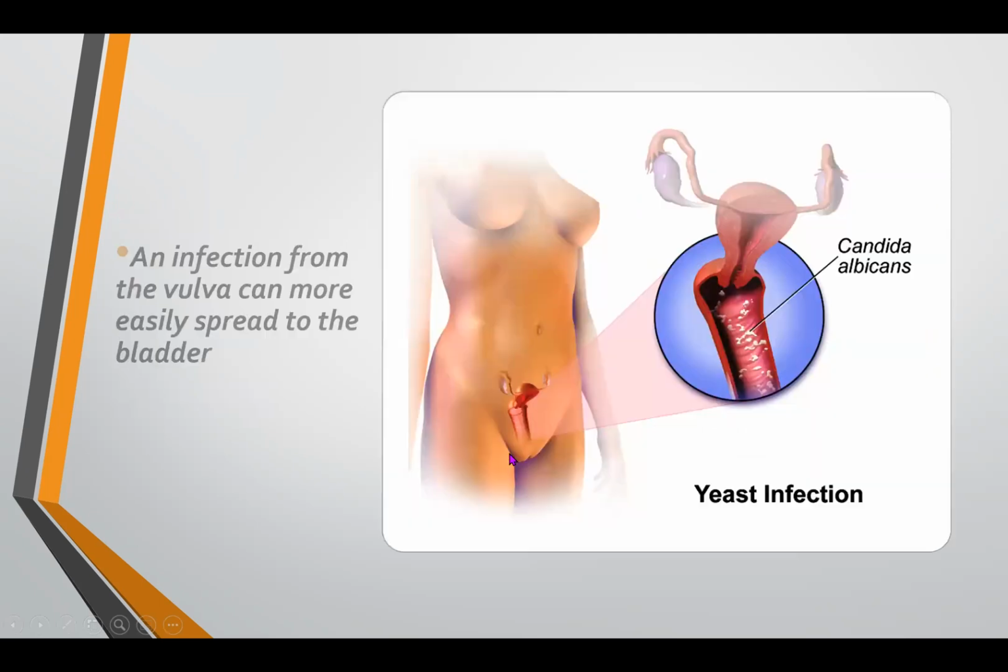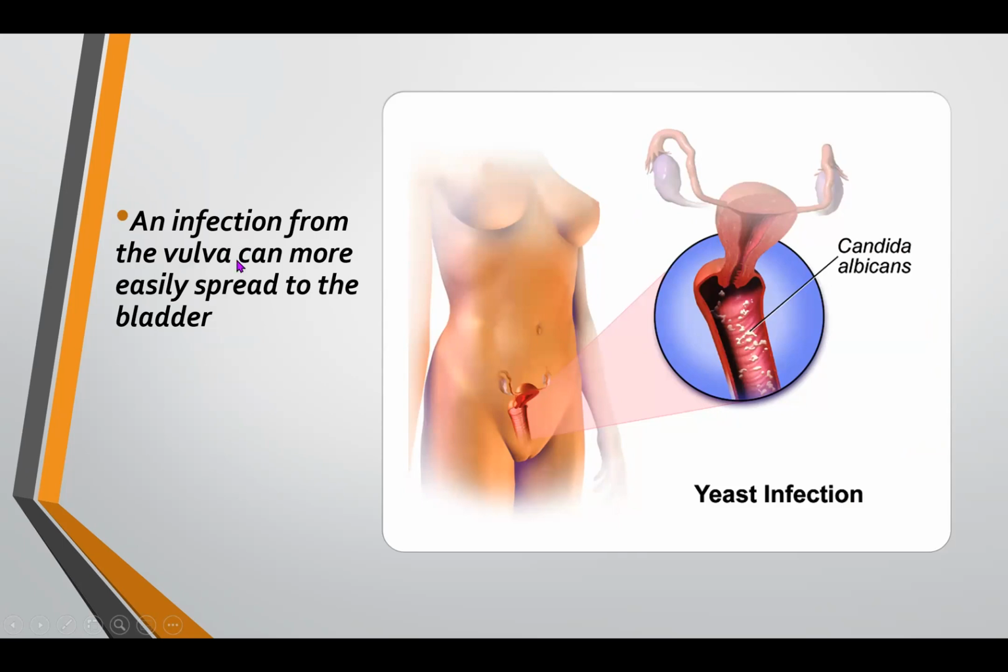Okay? So speaking of infections, an infection from the vulva can more easily be spread to the bladder. For example, if we use toilets in dirty public places and we don't clean or wipe the pubic area, we can get infected. Once we are infected, it can spread to the urinary system. One example of infection is the UTI, or urinary tract infection. It will be hard for us to pee because the infection will spread through our urinary system, including the bladder. So when we pee, it's very painful.